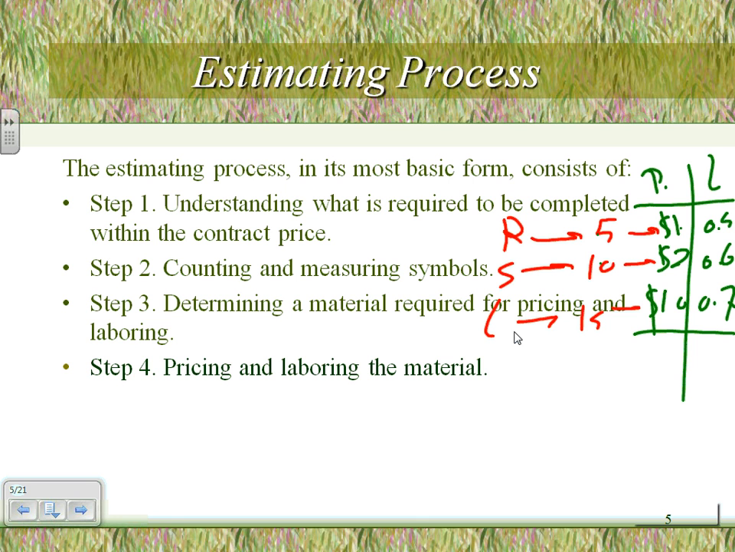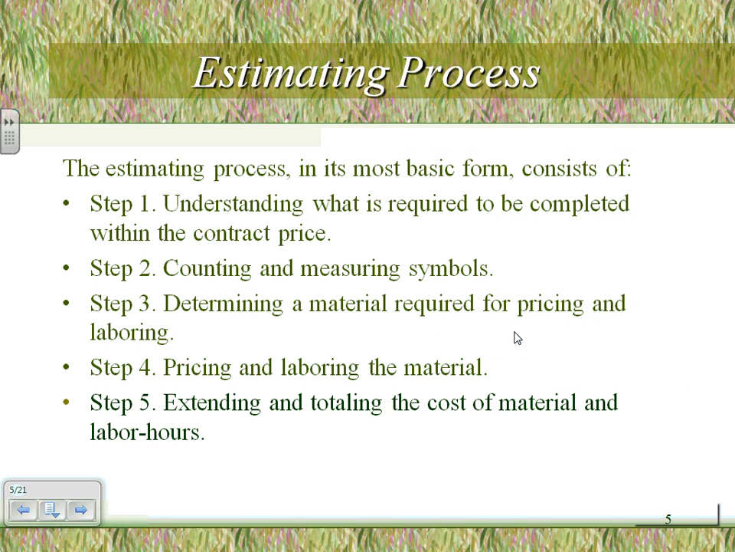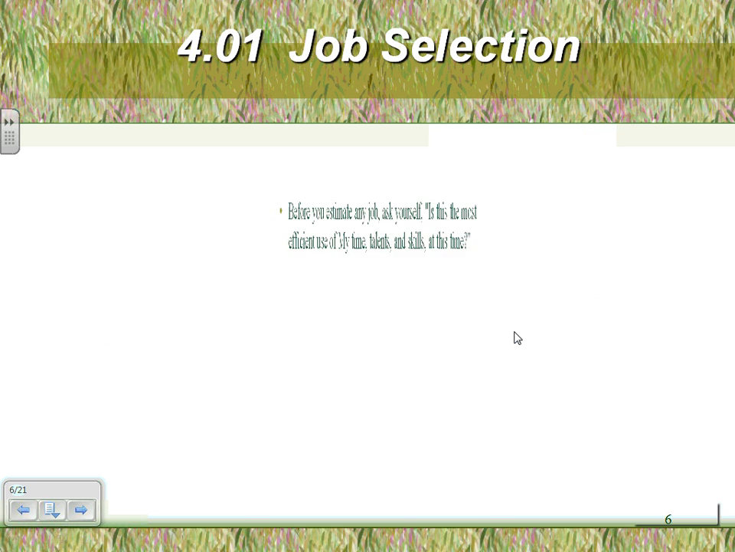So what's pricing? Assign a price to the equipment. What's laboring? Assign a dollar value to the labor. Make sense? And then the last thing, extending and totaling. Extending and totaling is adding the labor hours and adding the material dollars. Common sense, huh? Extending and totaling. Okay.